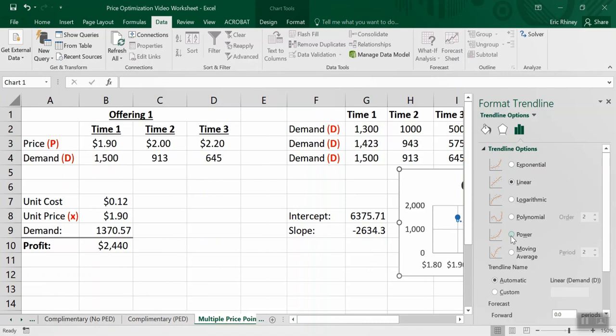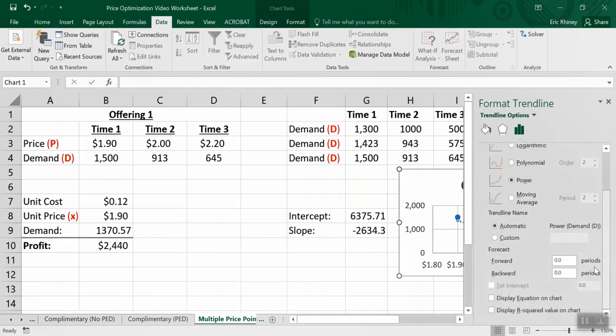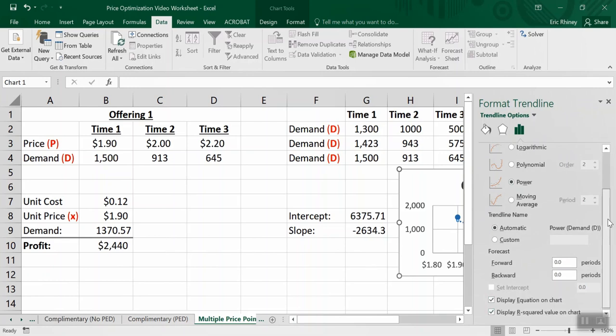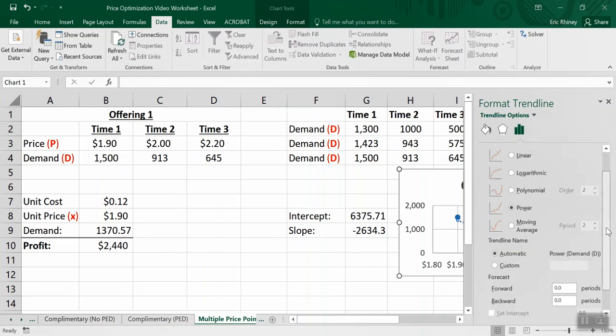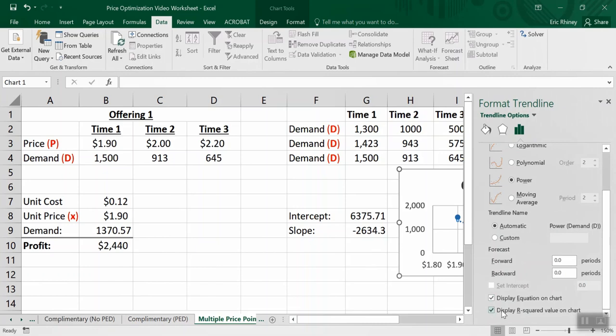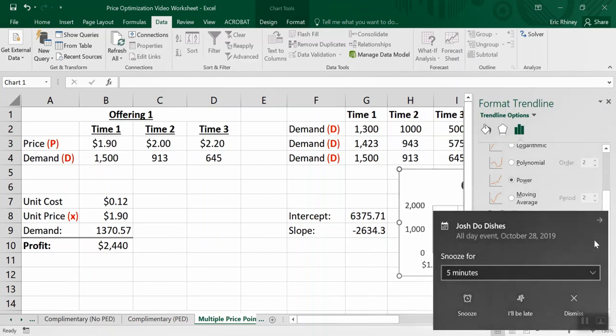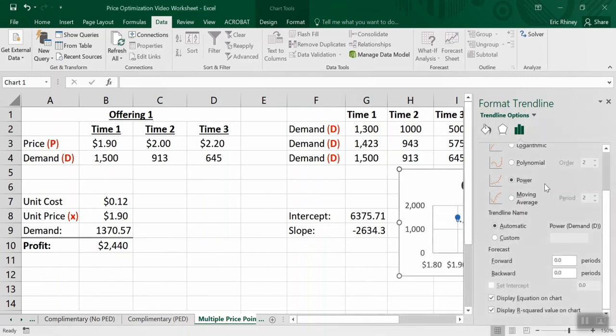And typically, this is the next place we would move in terms of trying to figure out an appropriate trend line, especially if we're moving away from something that seems to be linear. All right, so I'm going to add a power in here. I'm going to still display my equation and my R squared. With some of these other trend lines, it will not give you the ability to display an equation or an R squared. You do have that capability with the power.